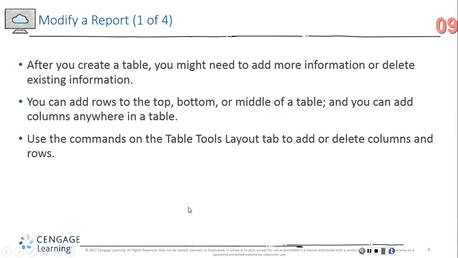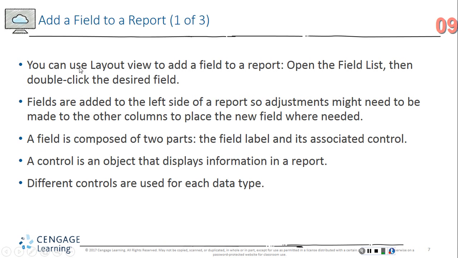After you create a table, you might need to add more information or delete existing information. You can add rows to the top, bottom, or middle of a table, and you can add columns anywhere in a table. Use the commands on the Table Tools Layout tab to add or delete columns and rows. To add a field to a report, you can use the Layout view. Open the field list and double-click the desired field. Fields are added to the left side of a report, notice that, so adjustments might be needed to the other columns to place the new field where needed.